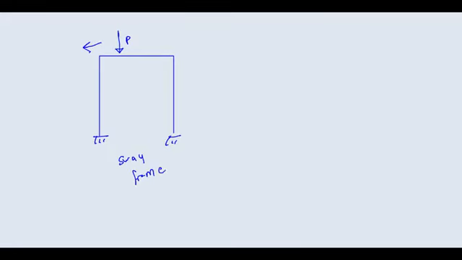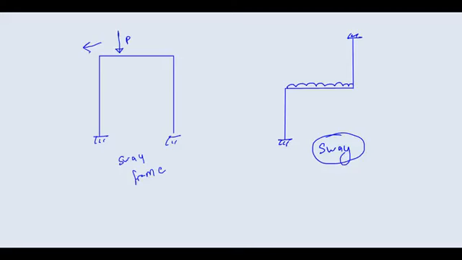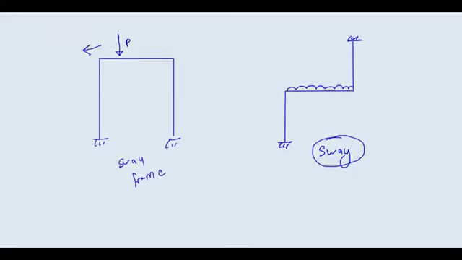Suppose you have a structure like this. What can you say about this structure, sway or non-sway? There is no symmetry, there is no bracing, so it is going to sway. This is your sway structure. There is no symmetry, it is anti-symmetric, so it is going to sway.